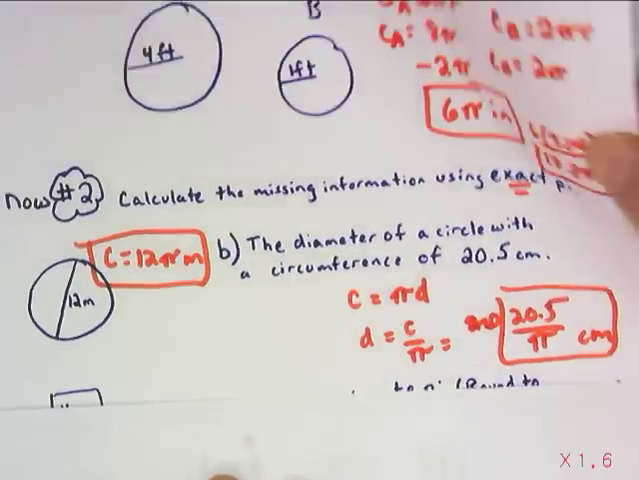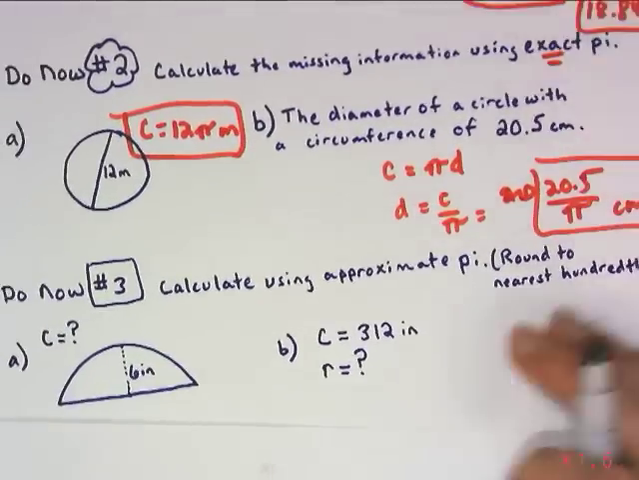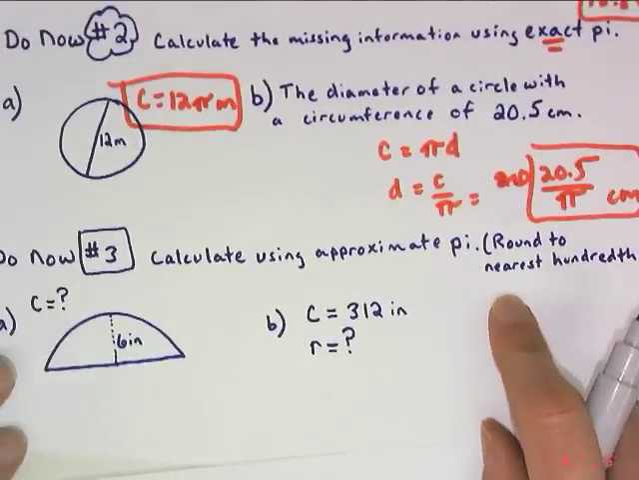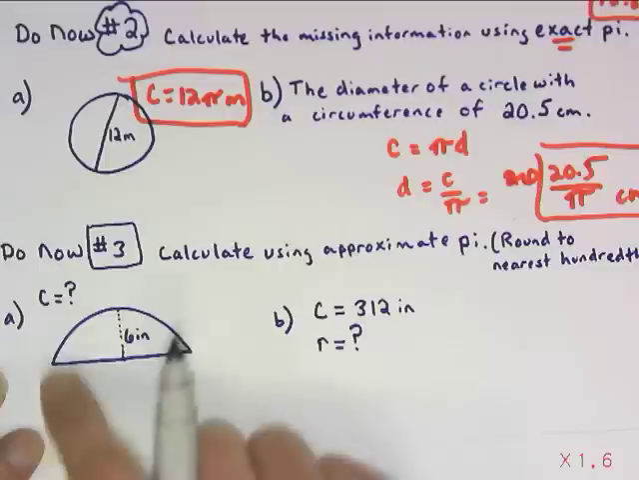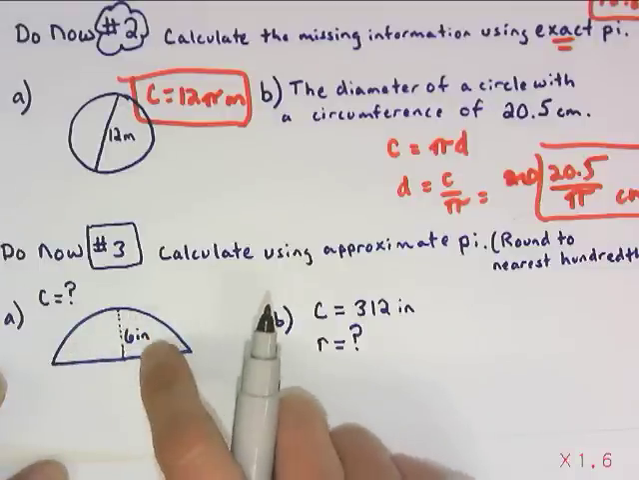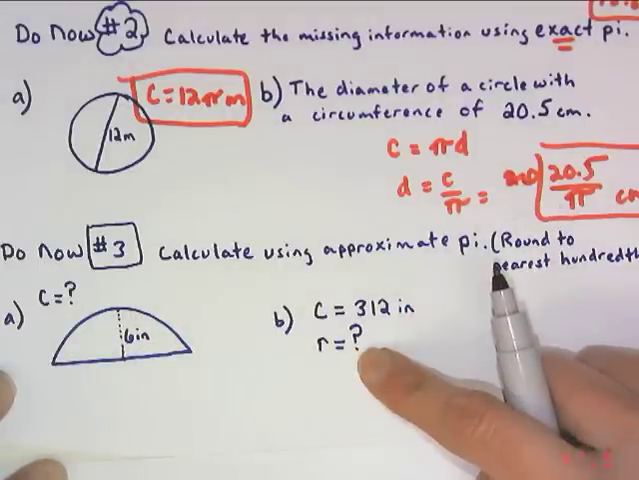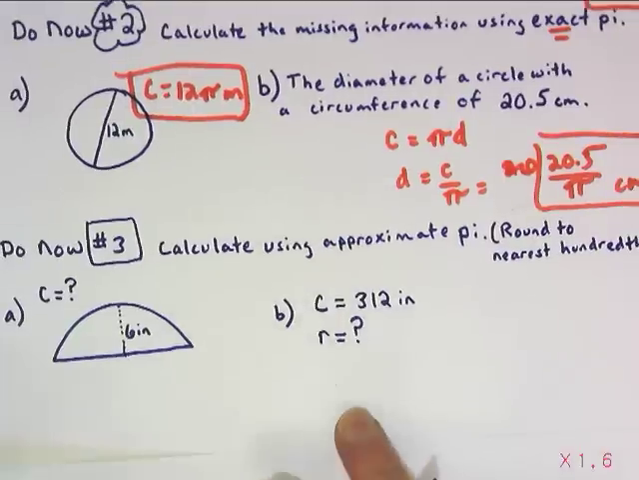For do now number 3, you're going to calculate using now approximate pi, and then your final answer you're going to round to the nearest hundredth. Right? So A, you're looking for the circumference of this semicircle with the radius of 6 inches, and then B, you're given the circumference and asked to find the radius. All right, so go ahead and pause it and try it on your own.